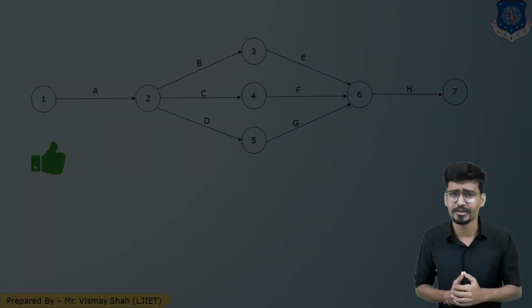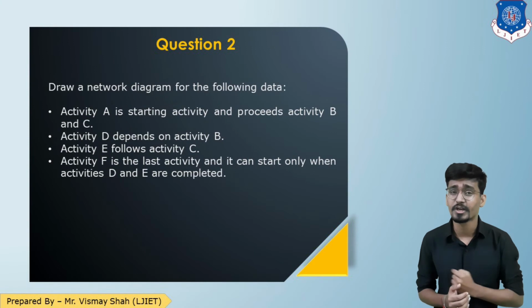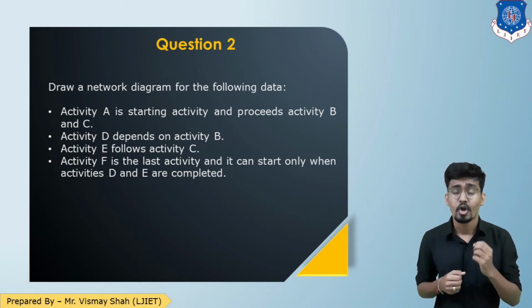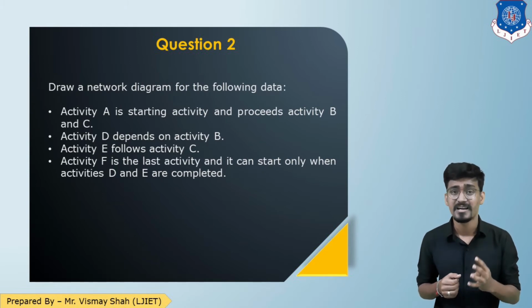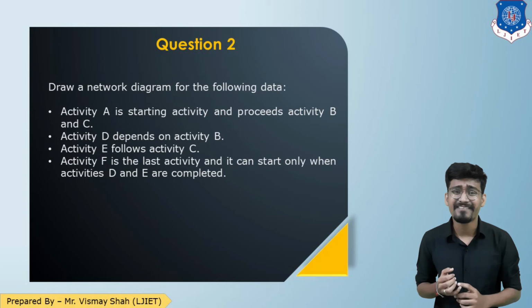Let us look at another question. So here is our question number 2. Draw the network for the following data. Here the data consists of 4 lines. Let us read. Activity A is the starting activity and precedes activities B and C. That is our first data. Second data is activity D depends on activity B.